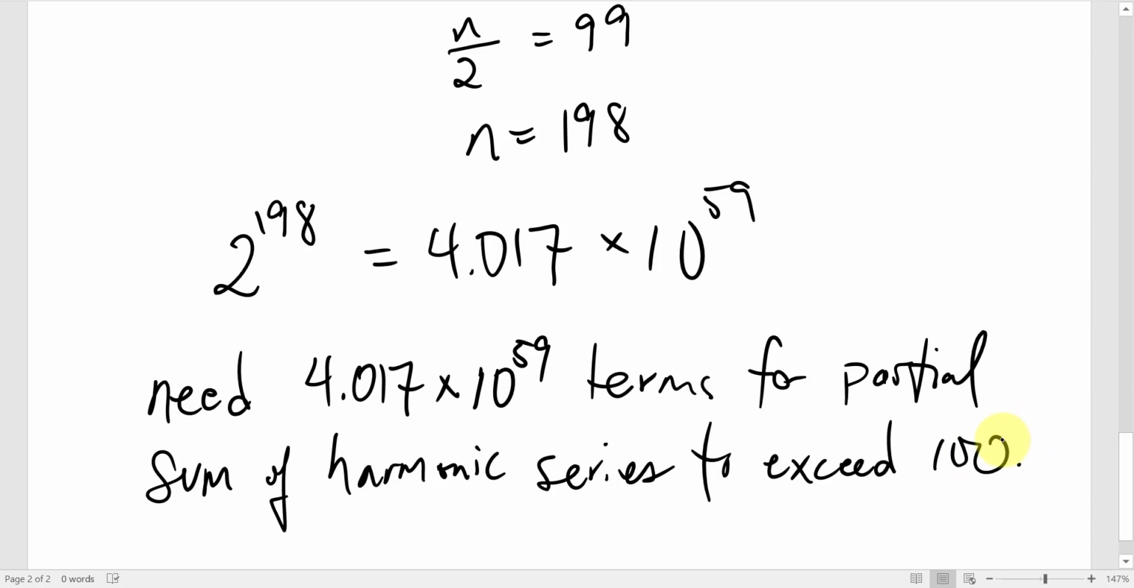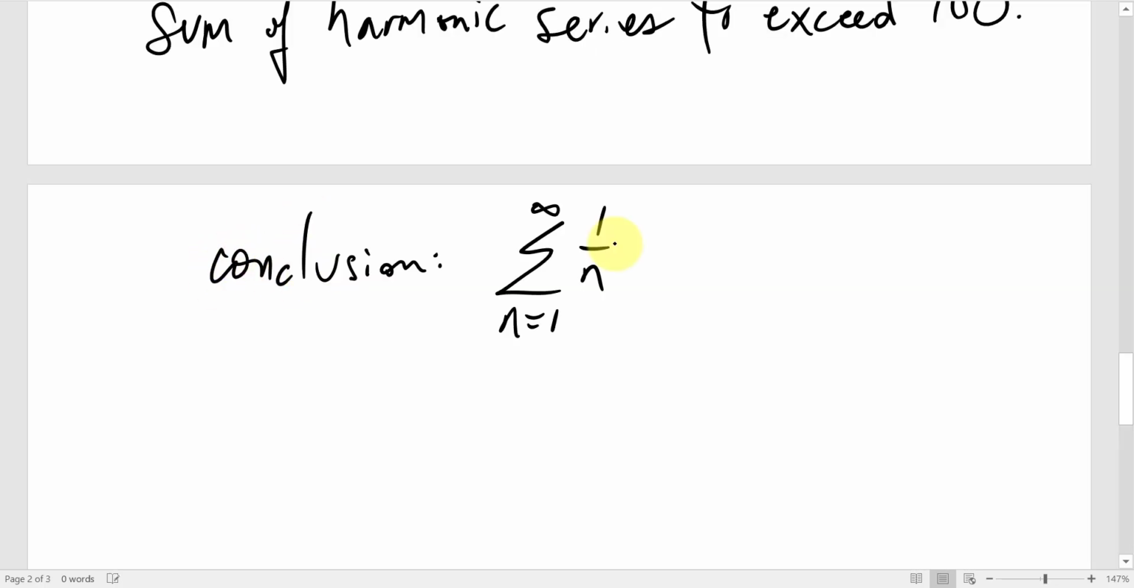Actually, this is not the only way to do it, and I think you can get this number down a little bit, but this is one logical way to come up with that, that it takes a lot of terms. Maybe it's not the minimum, but it will certainly exceed 100 with that many terms. If you add 4.017 times 10 to the 59 terms, I am sure that the partial sum of that many terms will be larger than 100. So the conclusion: this harmonic series diverges.